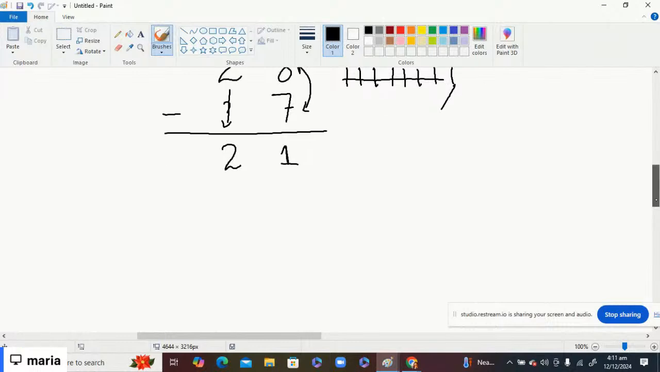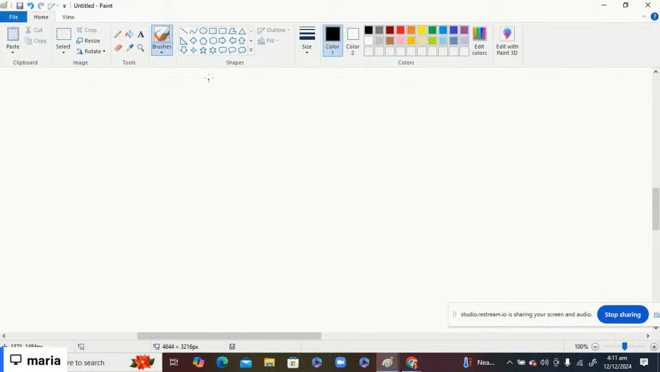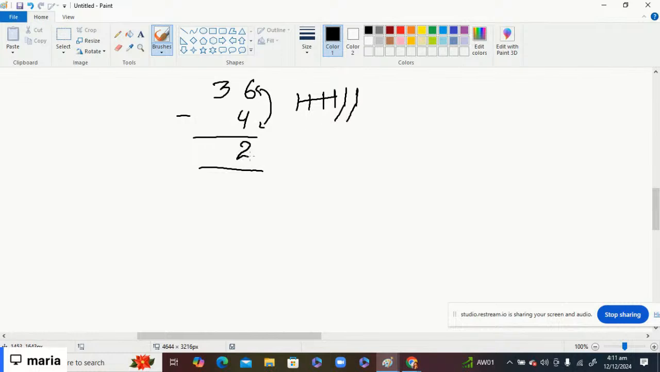So the next is 36 minus 4. First of all, draw the 6 lines: 1, 2, 3, 4, 5, and 6, because we are going to solve on this side. Okay, draw 6 lines, remove 4 lines: 1, 2, 3, and 4. How many lines are left? 2 lines. Putting 2 here, and here is the 3 which we are putting as it is.